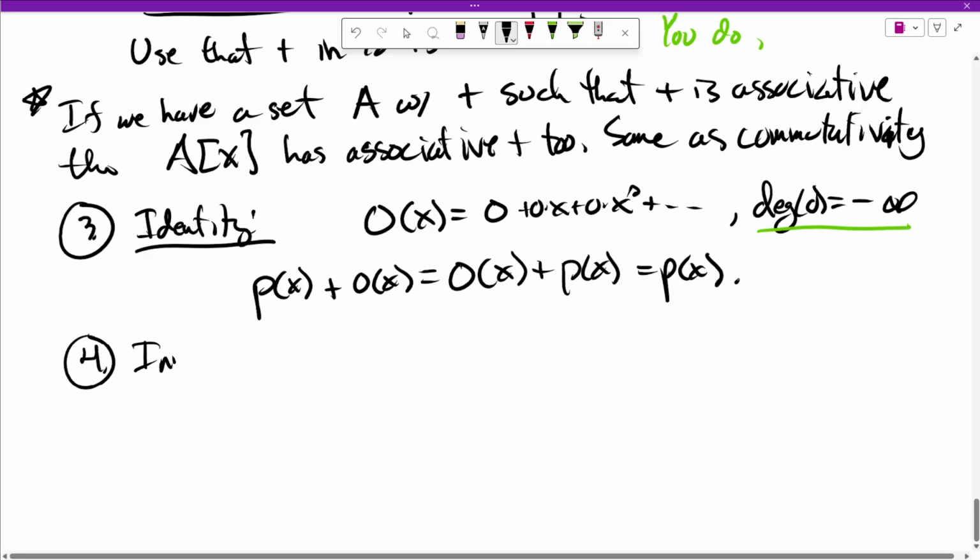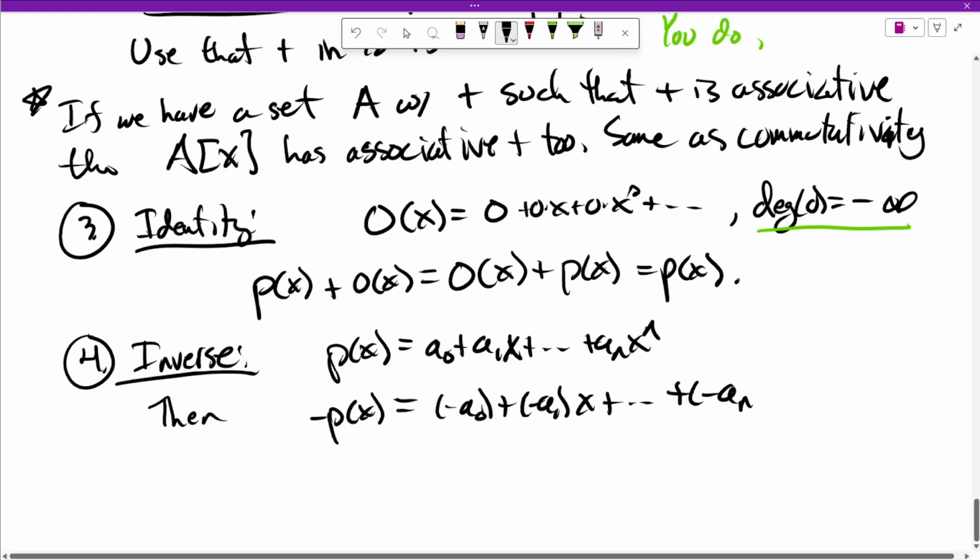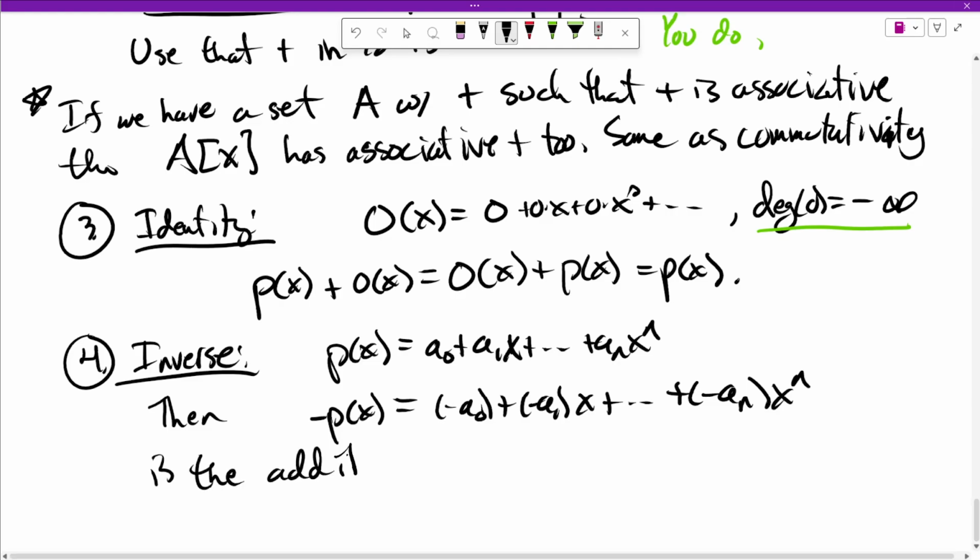And let's look at now the additive inverse. So if I have a p of x, then p of x looks like a0 plus a1x all the way up to some an x to the n. Then I think you'll find that the polynomial negative p of x, which is negative a0 plus negative a1x plus negative an x to the n, is the additive inverse. And again, that's really easy to check. I'm not going to do anything there. It's pretty clear when you add these, you get 0. Okay, those are the additive properties.